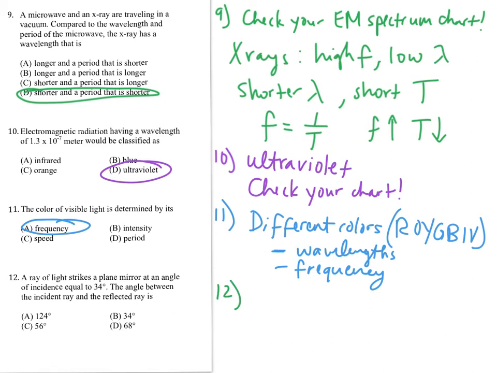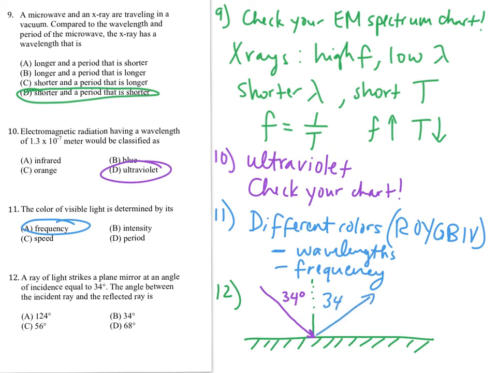A ray of light strikes a plane mirror at an angle of incidence equal to 34 degrees. The angle between them is, so let's say we have this, our plane mirror and our normal line. We have a ray of light striking this, 34 degrees. Reflection. That means it bounces off at the same angle. So the angle between these two, 34 plus 34, we double it, we get 68 degrees, guys.